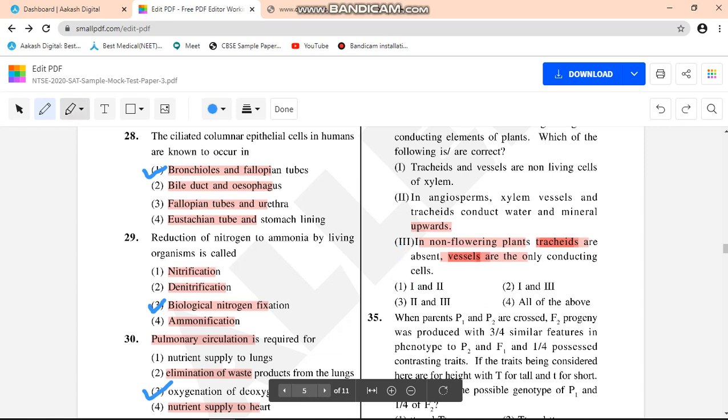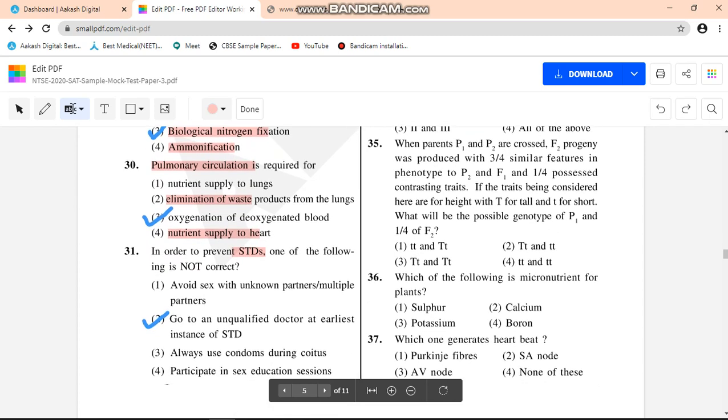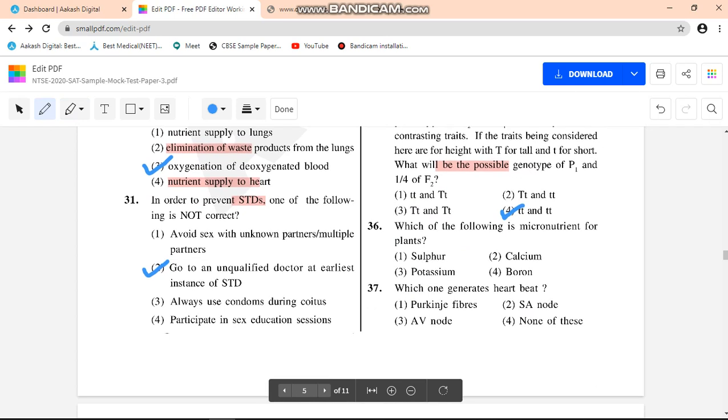Friends, our next question, number 35, is: when parents P1 and P2 are crossed, the F2 progeny was produced with 3 by 4 similar features in phenotype to P2 and F1, and 1 by 4 possessed contrasting traits. The traits being considered here are for height, with capital T for tall and small t for short. What will be the possible genotype of P1 and P2? Friends, in this question we have to make the cross diagram, and after doing the cross diagram, we get small t and small t. This is the possible genotype of parent 1 and 1 by 4 of the F2 generation.